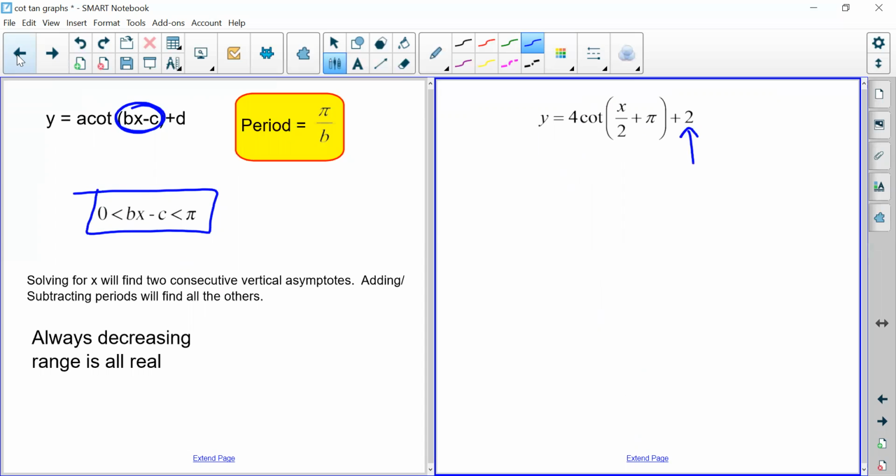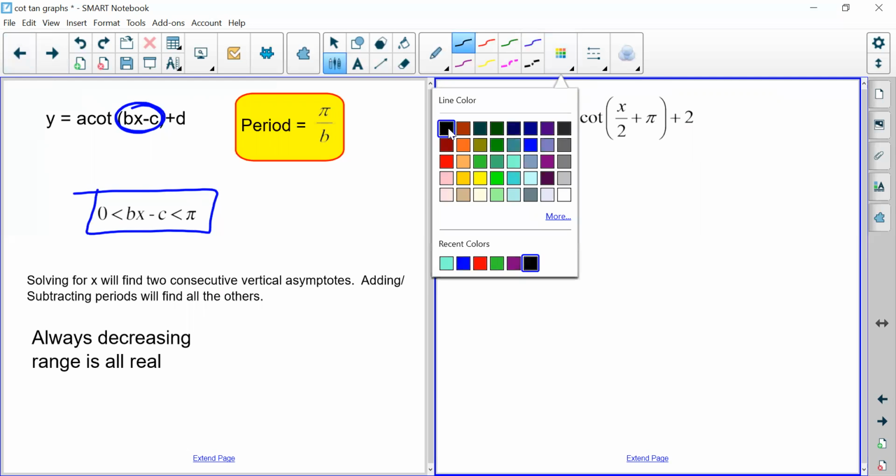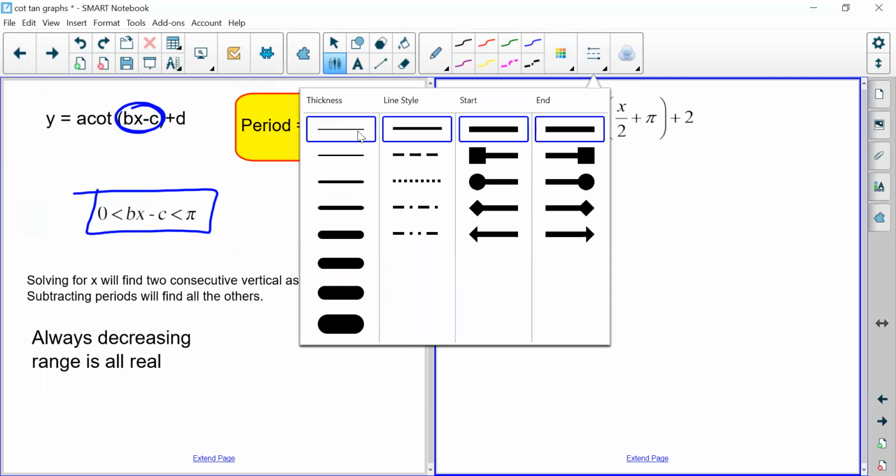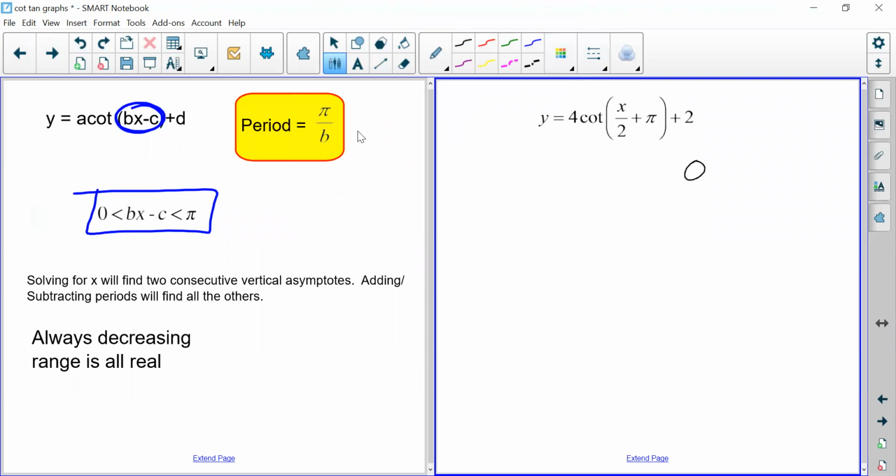The +2 is the new midline, but neither the 4 nor the +2 affect the vertical asymptotes. And the vertical asymptotes are where I want to begin when I graph this. So let me first find these vertical asymptotes. For cotangent, they naturally occur at 0 and pi, but this x over 2 plus pi is going to alter that. It's going to move it left or right. We know it's going to move it left because it's plus pi. And then the b value is a half, so the period also changes.